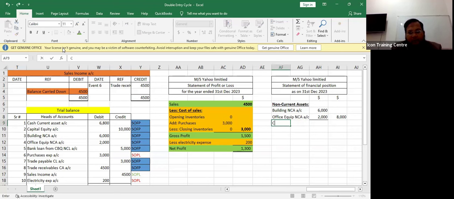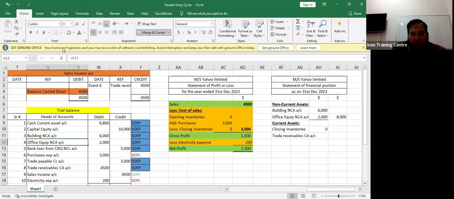Then we take our current assets. So if you can see, first of all, we have closing inventory, but in this case, we do not have any closing inventory. So we write here closing inventory, but the balance is zero because we have sold all the inventories we purchased. Then we have trade receivables, if you can see the question. And the amount of trade receivable is 4,500.